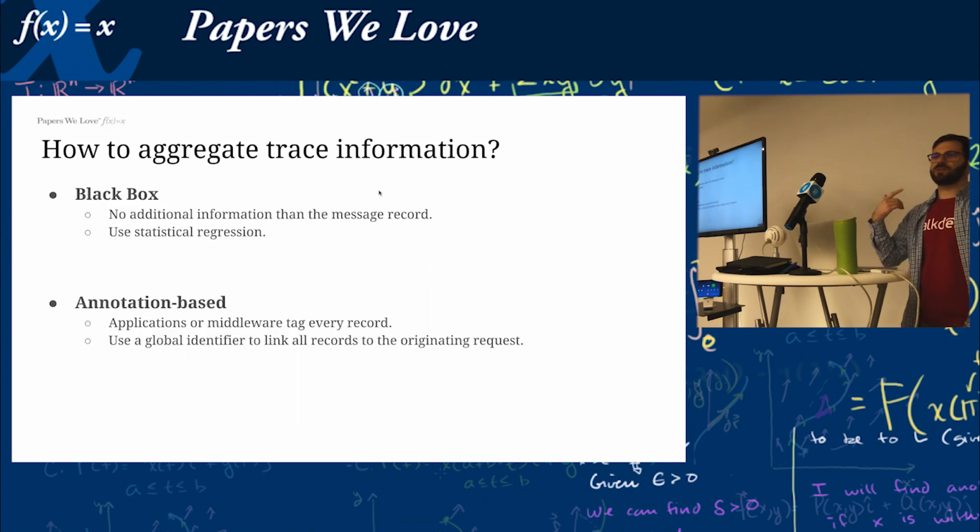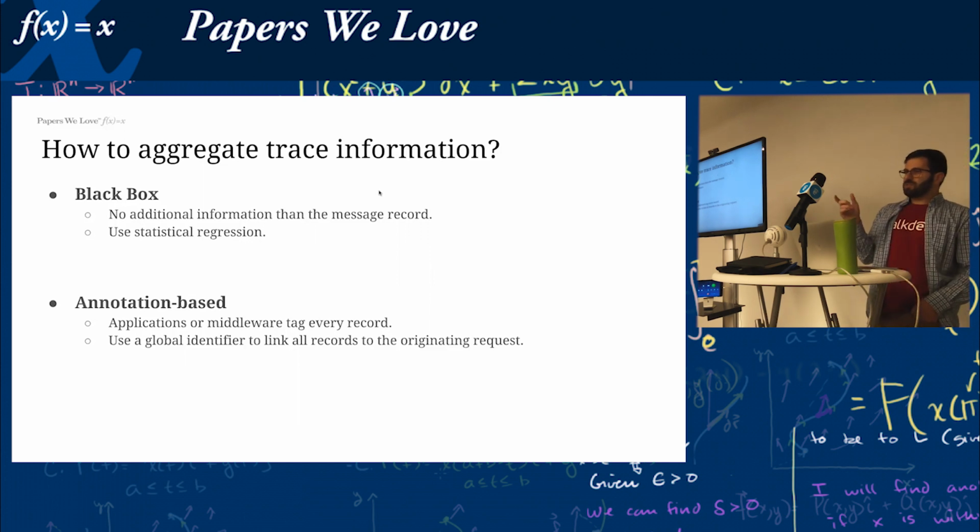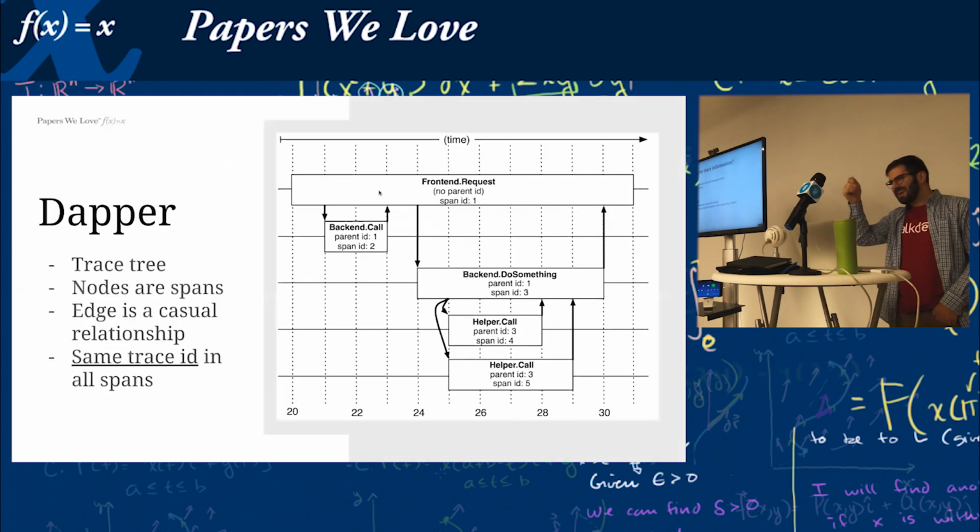It's a process that is slow and not efficient. Dapper uses an annotation-based way: the application or middleware that you have in your code will tag every request and propagate the trace to the end. It's a global identifier, the trace ID.